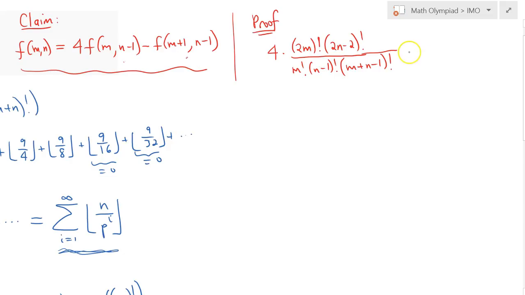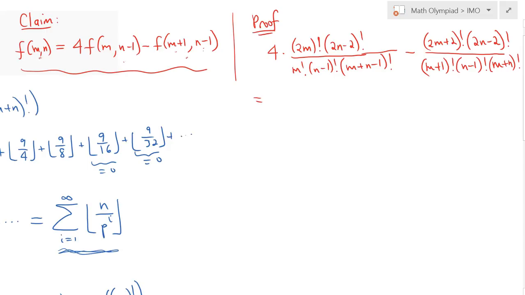The second part is just minus, well, (2m plus 2)!, divided by 2 times the second guy, (2n minus 2)!, all divided by the first guy, (m plus 1)!, the second guy, (n minus 1)!, and then the sum of the two, which is (m plus n)!. Okay, so we started with the right hand side. Let's see if we can get to that one.